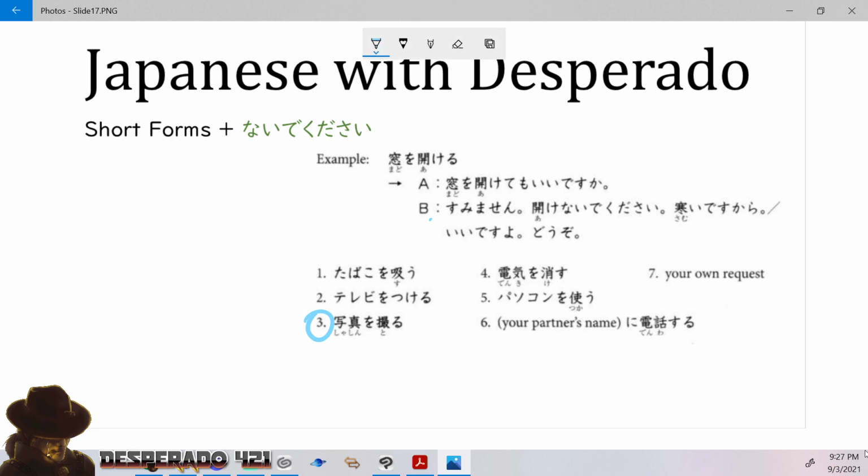This one's pretty easy. So we're using te form now. In the last one, we told you not to use te form, but now we have to use te form for the question. That is shashin o toru. Totte would be the te form, right? Yes. So, shashin o totte mo ii desu ka? Very good. Now let's try not to put a space between te and mo. Shashin o totte mo ii desu ka? Very good.